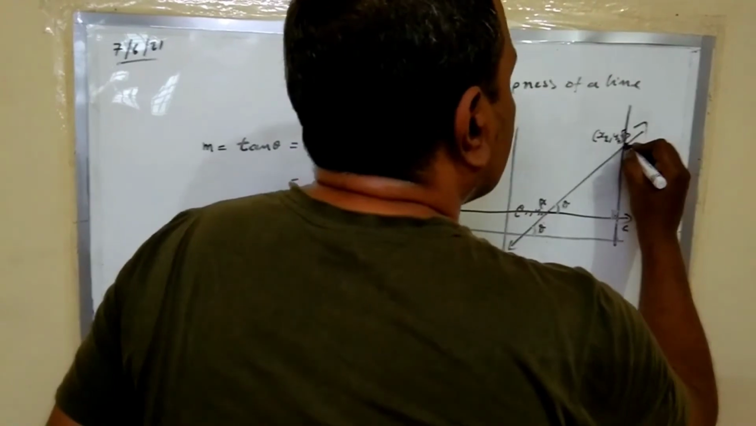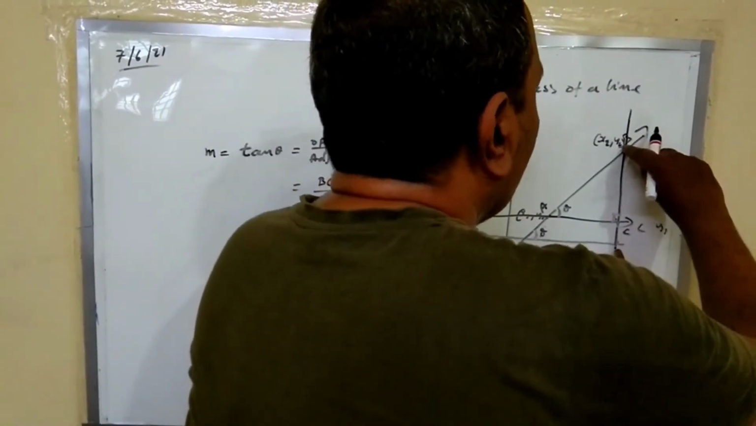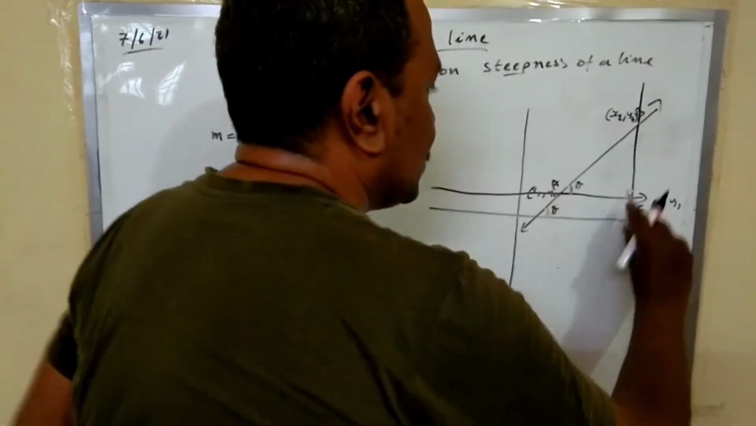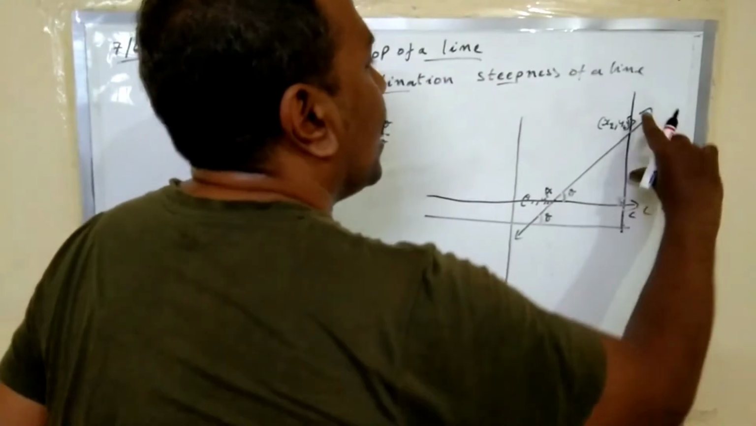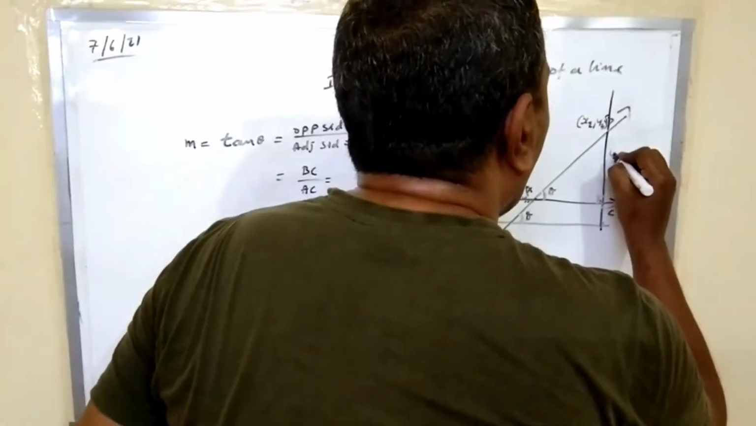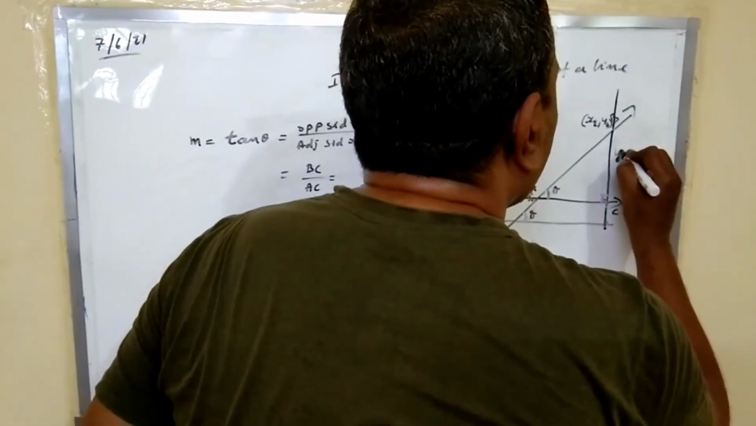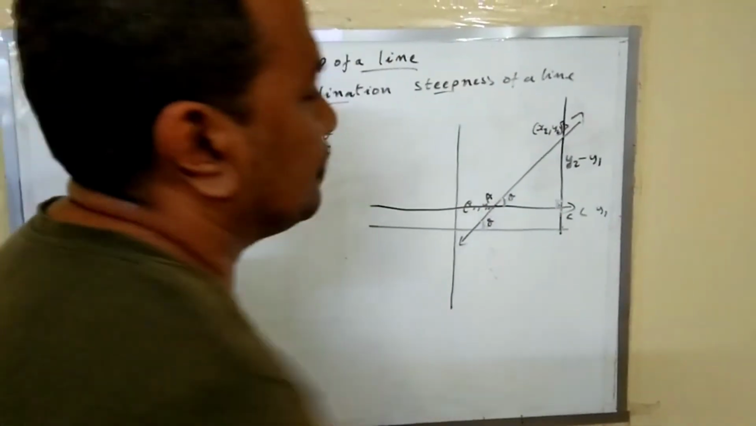And what about this one? This is y2. So BC is equal to y2 minus y1. So from here to here y1, and this is y2. So BC is equal to y2 minus y1.